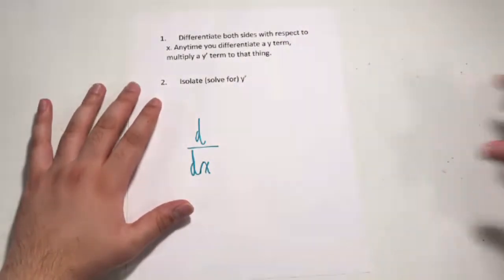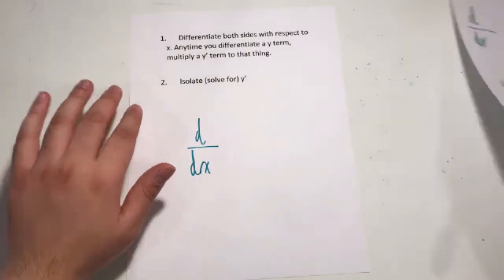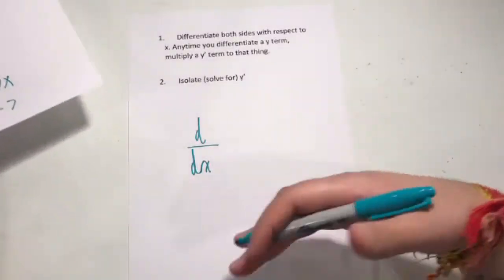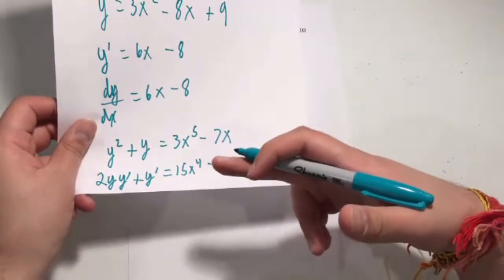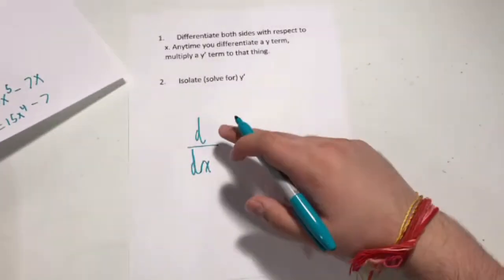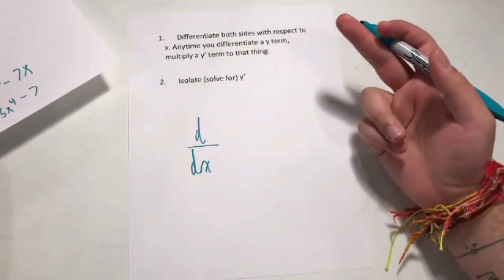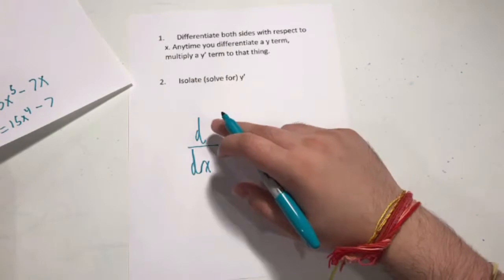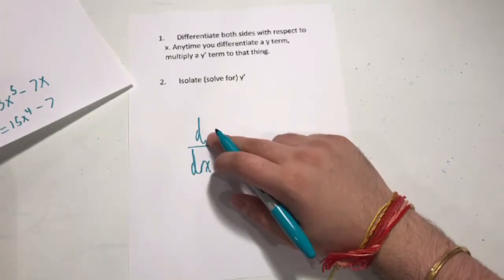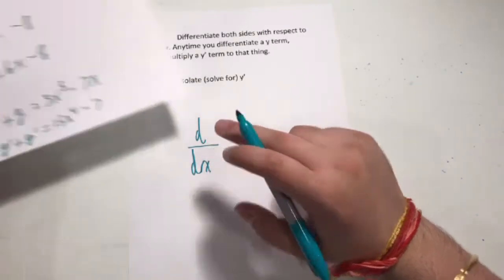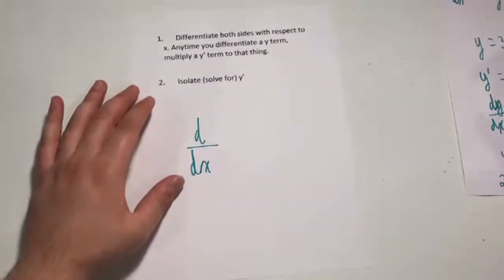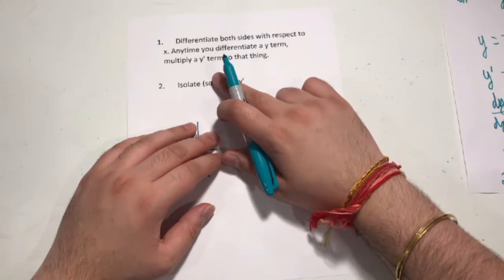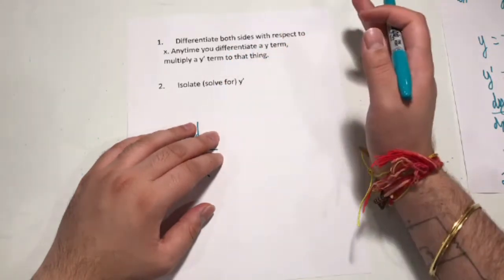So anytime you take the derivative with an x component, this becomes dx dx, and that just kind of disappears, which is why you don't see it there. And anytime you take the derivative with y, which is the next part of step one, you put a y there, dy dx, and that takes the form of y prime, right? So anytime you differentiate a y term, multiply a y prime term to that thing, okay?